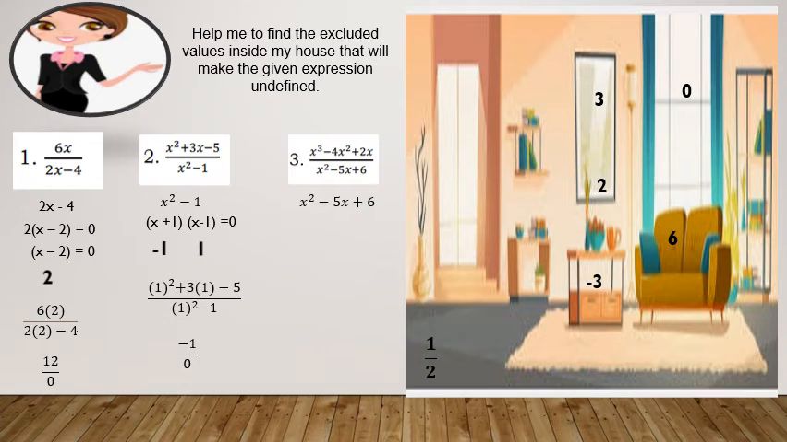Alright, so let's see x squared minus 5x plus 6 to identify the excluded values. Then let's do the factoring. Then our excluded values are 3 and 2. And then let's check by substitution. I use 3. You can check also the 2. And then we have 21 over 0. Alright, so that's our excluded values from the house.